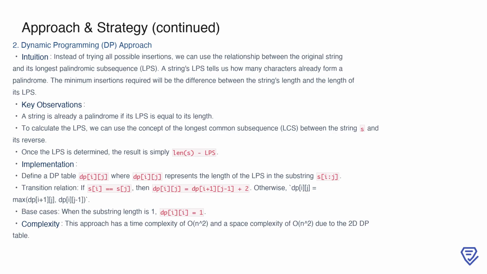For implementation, we define a DP table where DP[i][j] represents the length of the LPS in the substring from index i to j. The transition relation depends on whether the characters at the boundaries match. If they do, we extend the LPS by considering the inner substring and adding 2. If they don't match, we take the maximum LPS length possible by either excluding the first or the last character. Base cases handle substrings of length 1, where the LPS is simply 1. This approach is significantly more efficient, with a time complexity of n squared and a space complexity of n squared, making it well suited for larger input sizes.